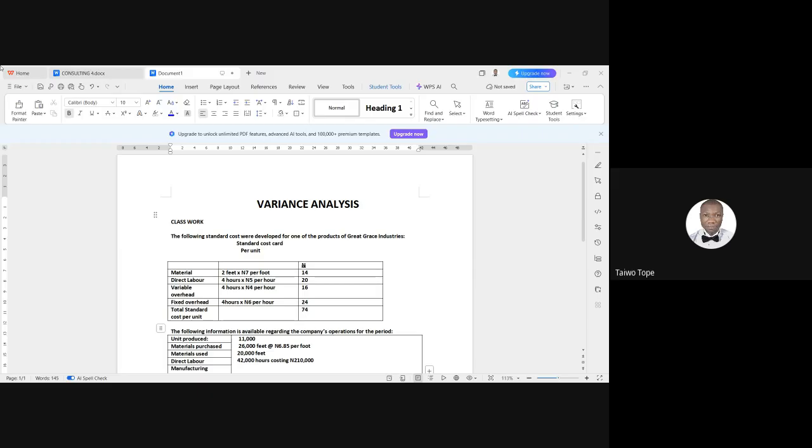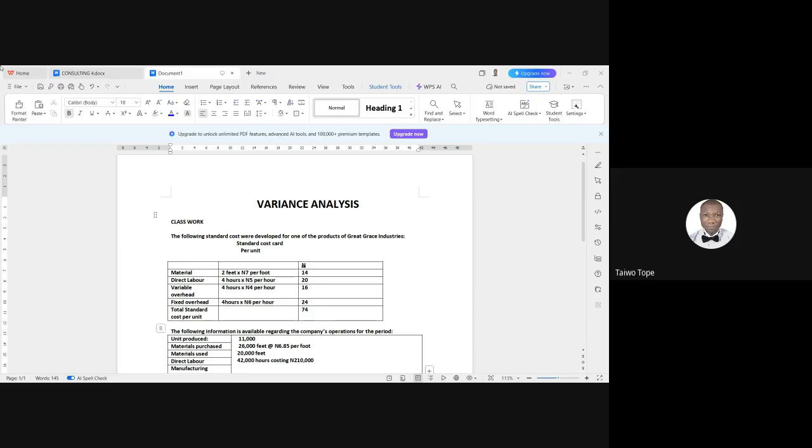So to compute labor rate variance, what are the things you have to look out for? Standard rate and actual rate, in relation to actual hours paid for. Standard rates less actual rates multiplied by actual hours paid for.